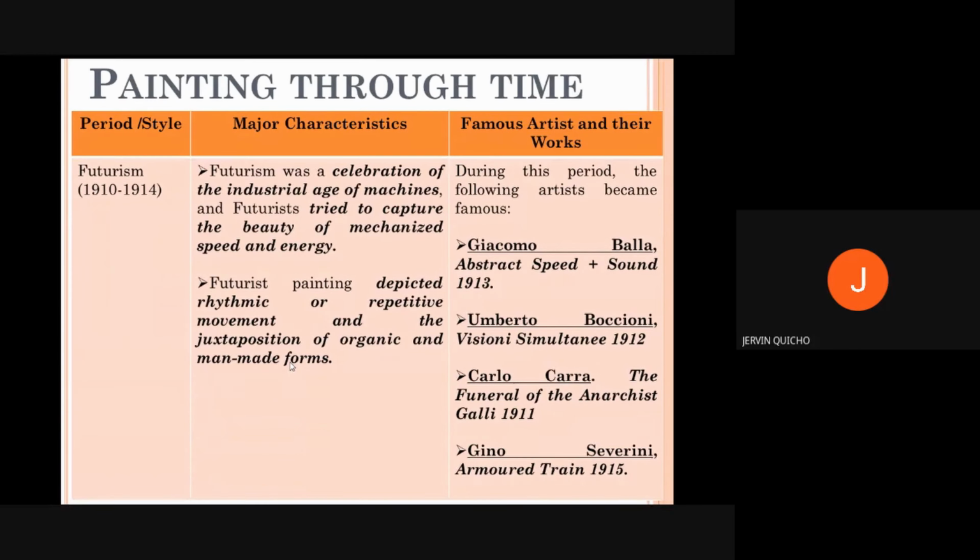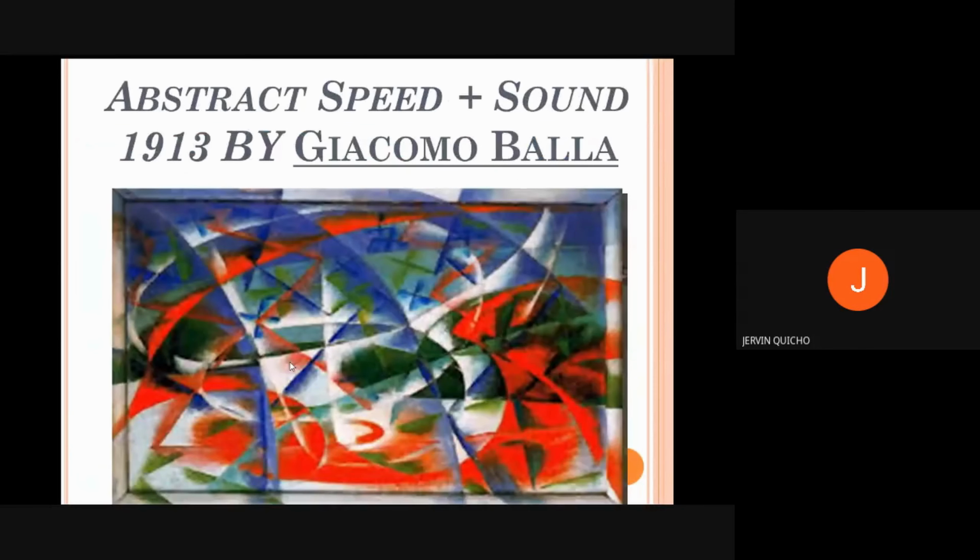So futurism is more on the mechanized, the beauty of speed and energy, and a juxtaposition of the organic and the man-made. Remember our juxtaposition in presenting the subject of art, and we have already discussed the different styles that we have there. Right, the transparency, we also had that before. So those are what we can see in this way of doing futurism. You are putting a thing in an ordinary one. So let's try the abstract speed that we have.